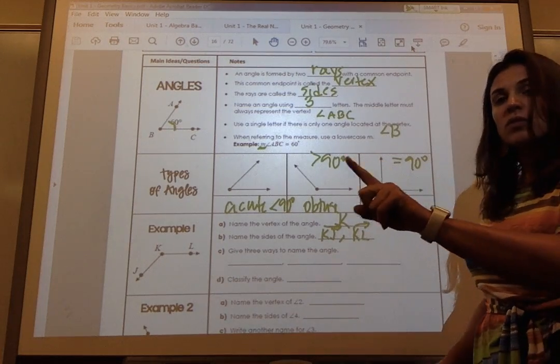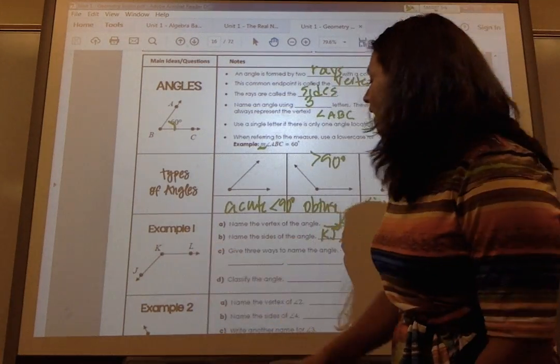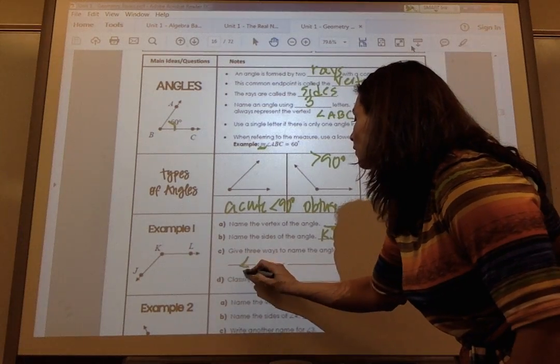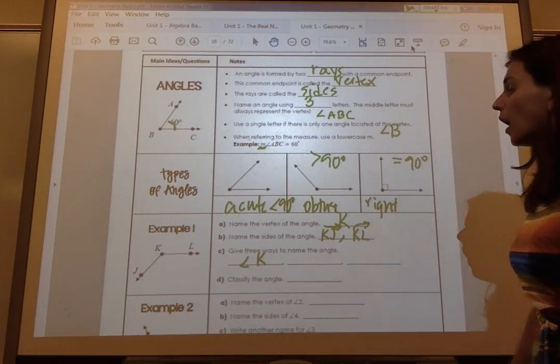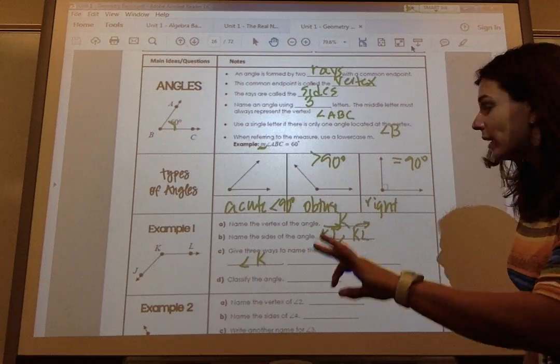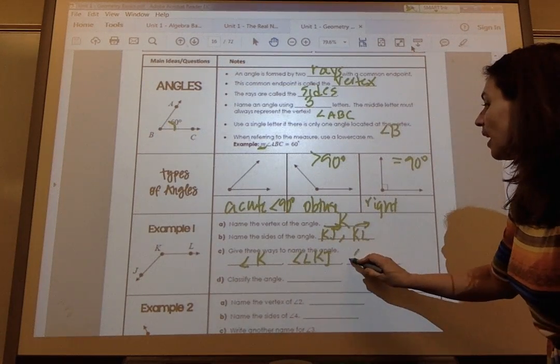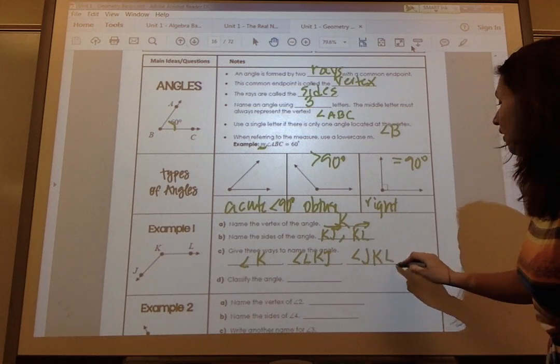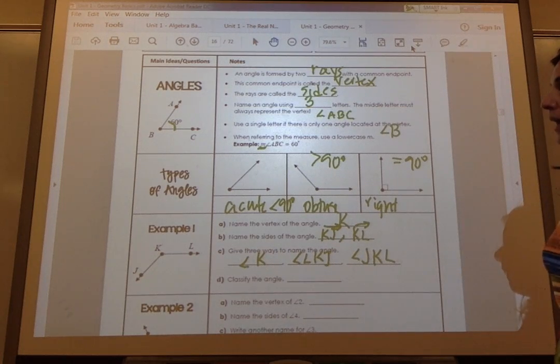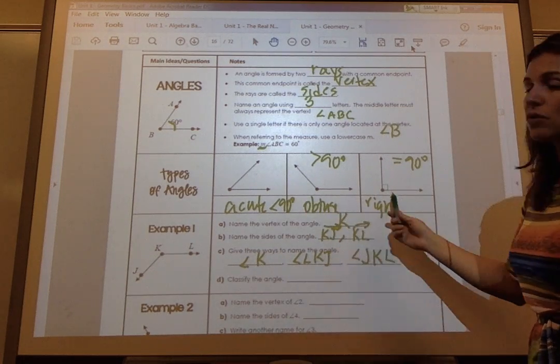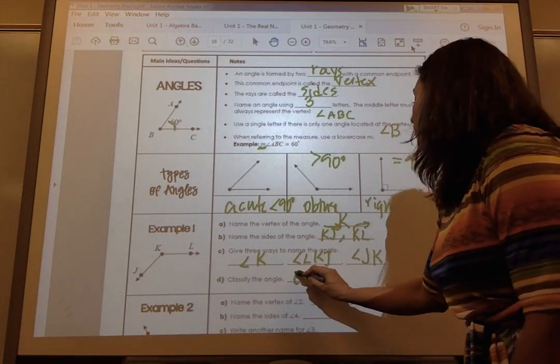Okay, there are three ways to name this angle. Remember, we said if there's just one angle measurement with one vertex, I can label it by just the vertex, so angle K. Otherwise, I name it with 3 points. So it's going to be angle LKJ and angle JKL. And I can classify the angle as one of these three. It's greater than 90, so I know that it is obtuse.